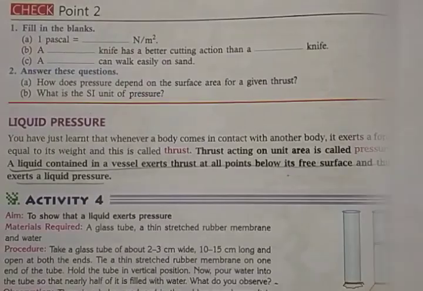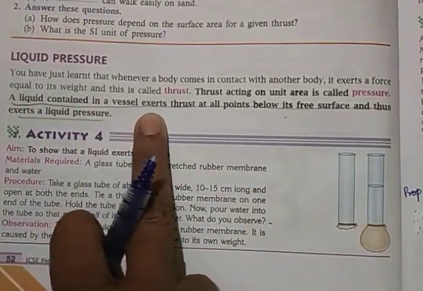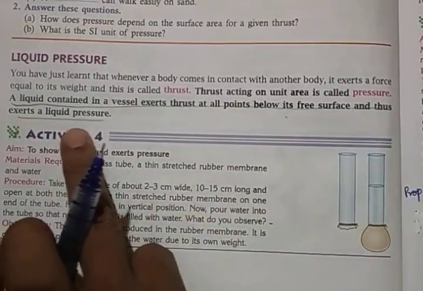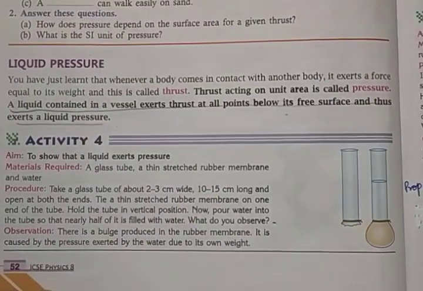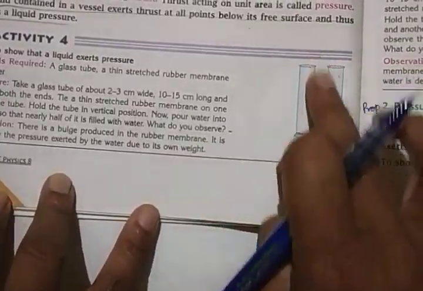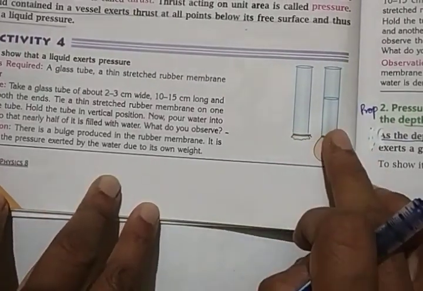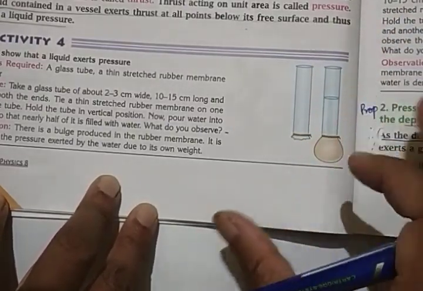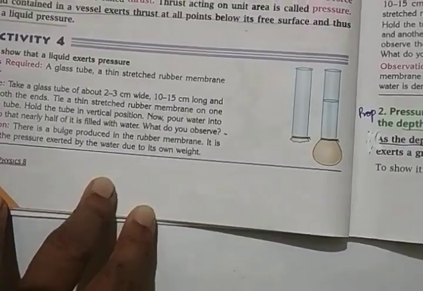Now let's study from the book. They've given the definition of liquid pressure. A liquid contained in a vessel exerts thrust at all points below its free surface and thus exerts a liquid pressure. A simple example would be this activity. You have a glass tube which is open at the end part. You tie a balloon or some elastic material. Start pouring water into it, and what will happen? The balloon starts expanding. Why? The water exerts a pressure because of which the balloon starts expanding.